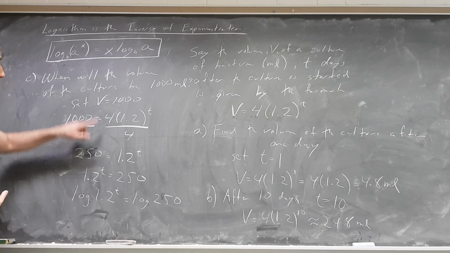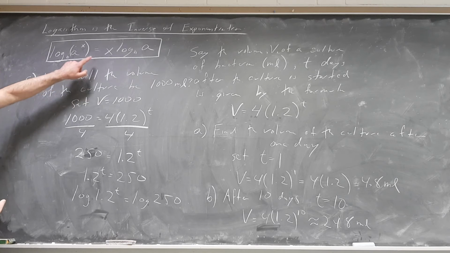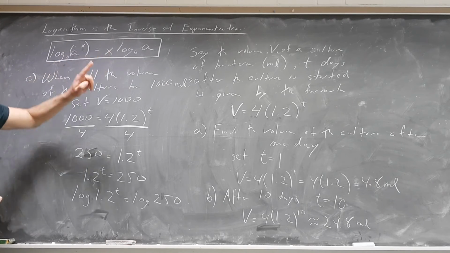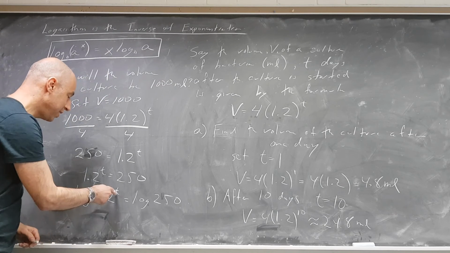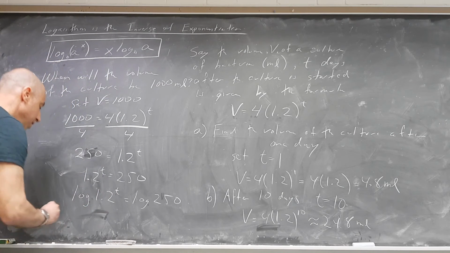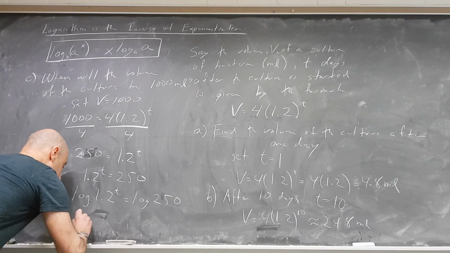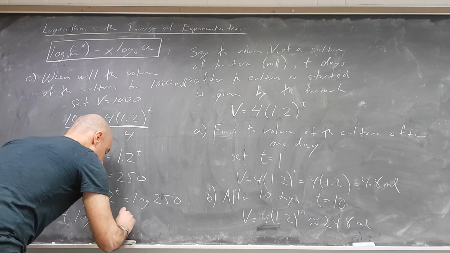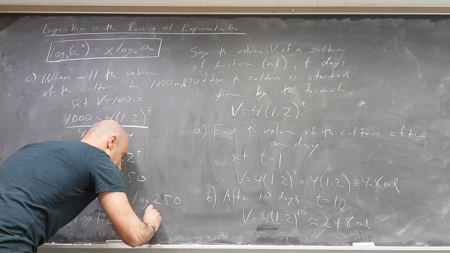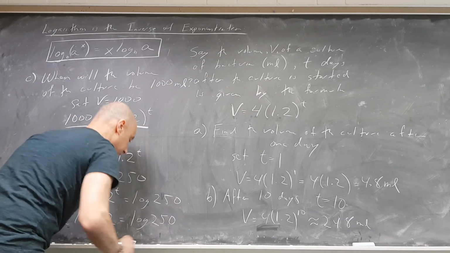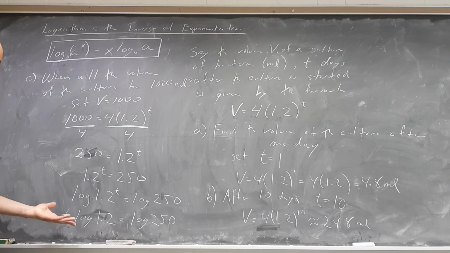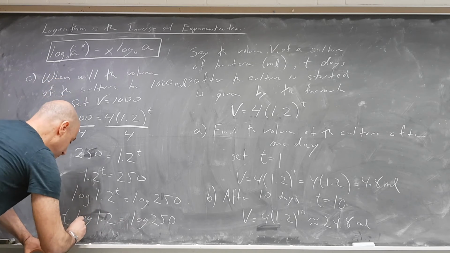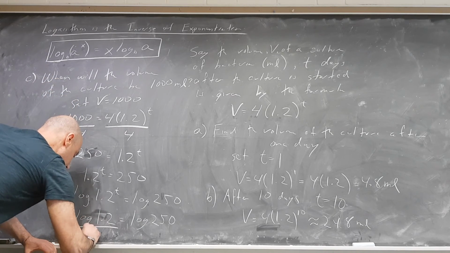Now, I want you to look back at this rule. You see how we can take this variable and pull it out front? That's exactly what we're going to do. We're going to take this t and move it out front. So t times log base 10 of 1.2 equals log base 10 of 250. Now we know how to solve this. We will just divide both sides of this equation by log 1.2.